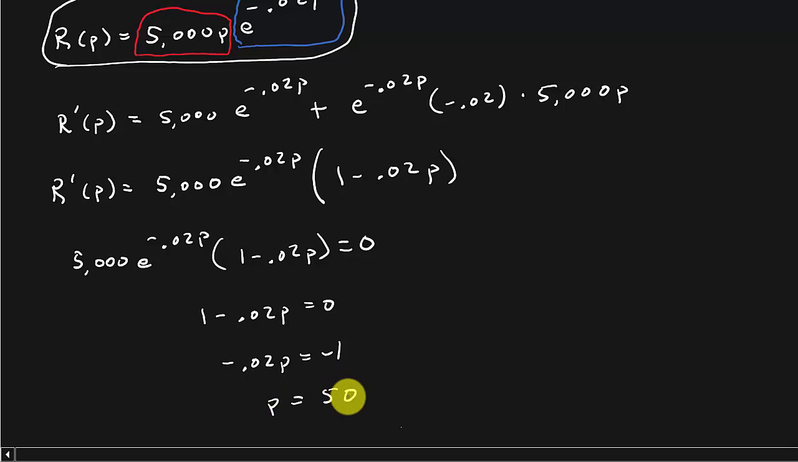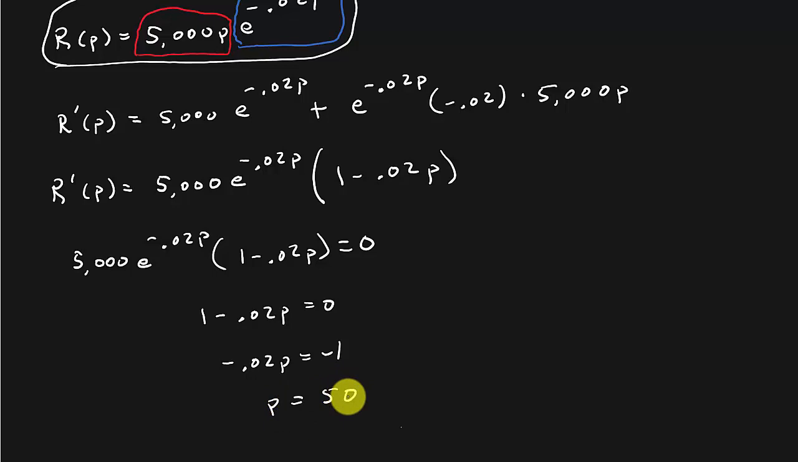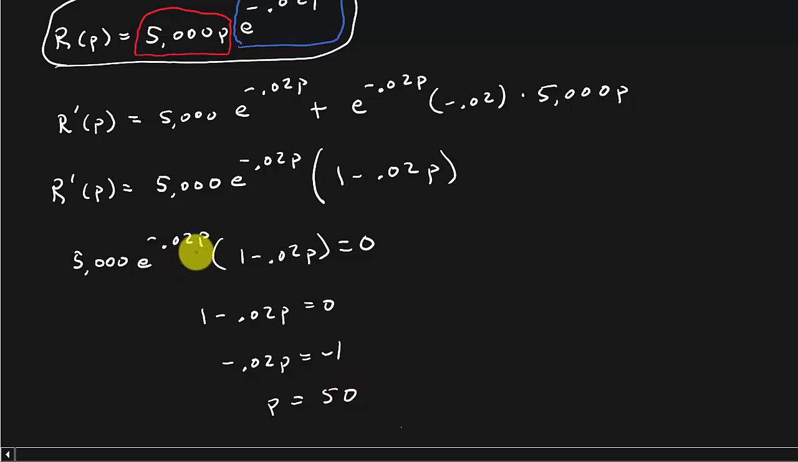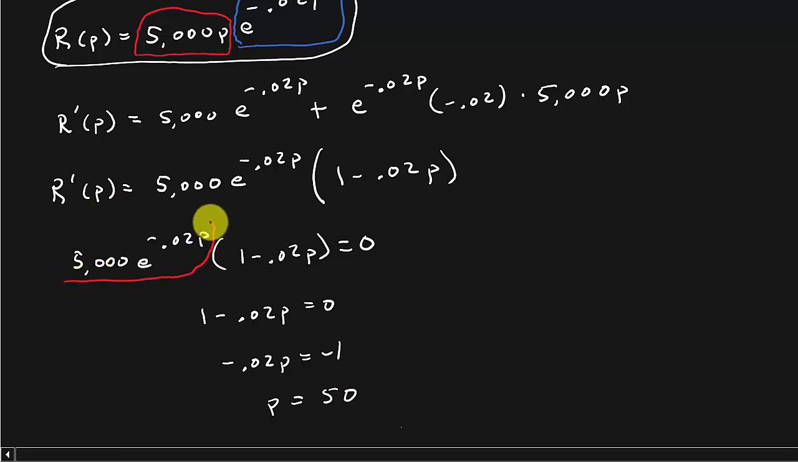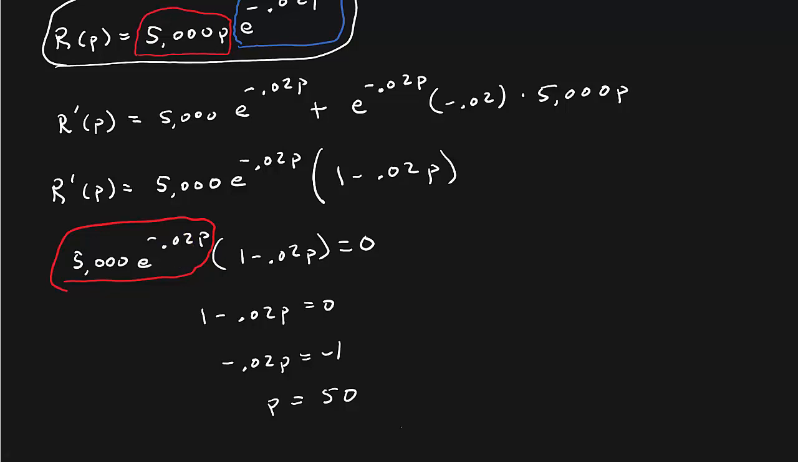Okay, so that's what we're going to test. We're going to show that is a maximum. And now remember, once again, this part right here, that's never going to be 0. That exponential function will never equal 0. So we don't have to worry about setting it equal to 0.